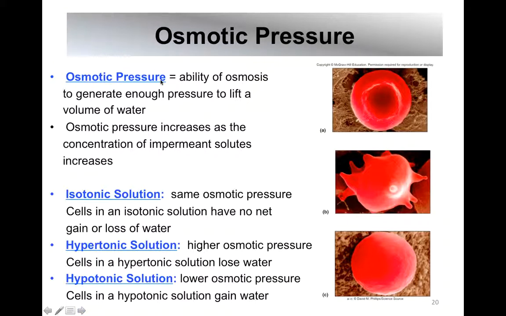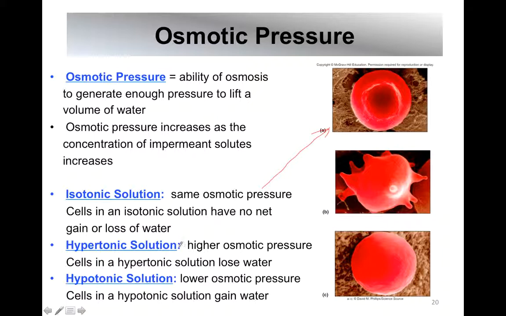Osmotic pressure refers to the ability of osmosis to create enough pressure to move a mass of water. An isotonic solution means it has the same osmotic pressure, so the cells in an isotonic solution, like this one up here, like A, these cells will just be normal. This is a red blood cell.